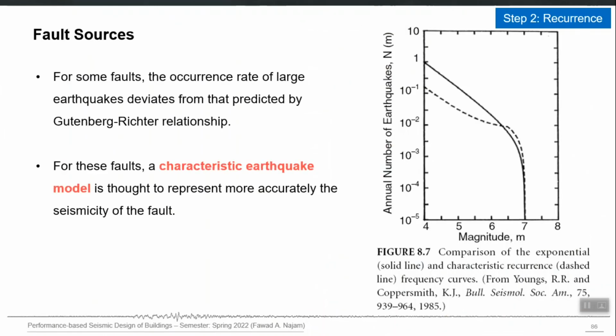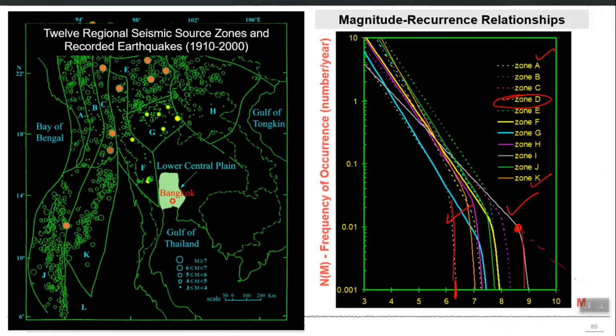So similarly for fault sources also you develop this MR relationship, and generally you can use the same GR relationship for faults also, but there is also a characteristic earthquake model which you can use for faults. Characteristic means that in area sources there is an assumption that the earthquake magnitudes are randomly distributed, and as you increase the magnitude their number reduces by 10 times. This is the assumption in area sources, and generally this assumption is true.